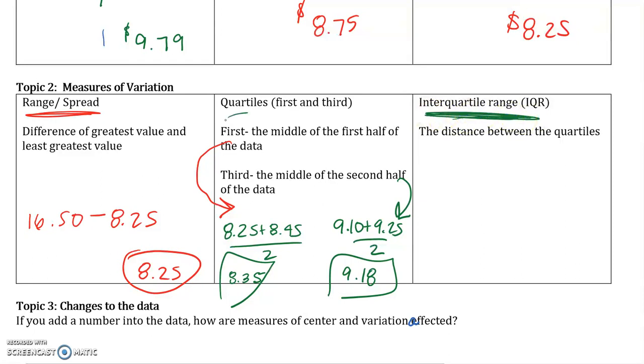And then the interquartile range deals with the quartiles. It just wants to know how far apart are your two quartiles. So you subtract again.